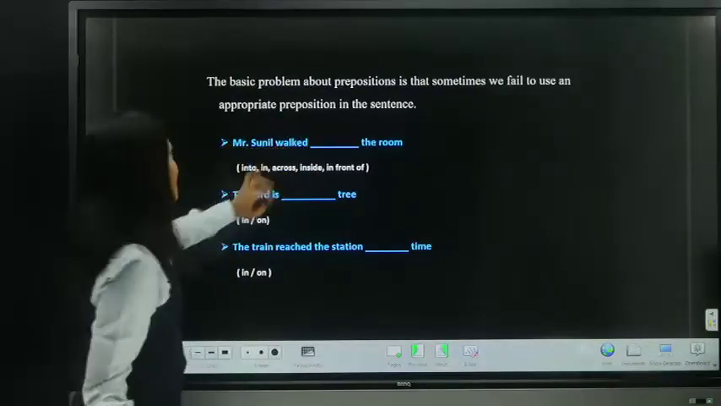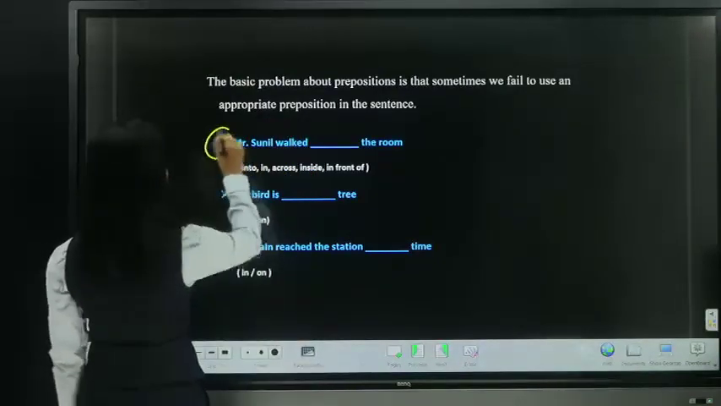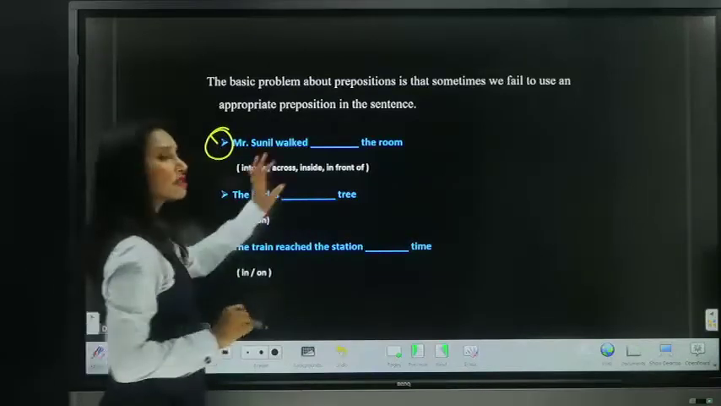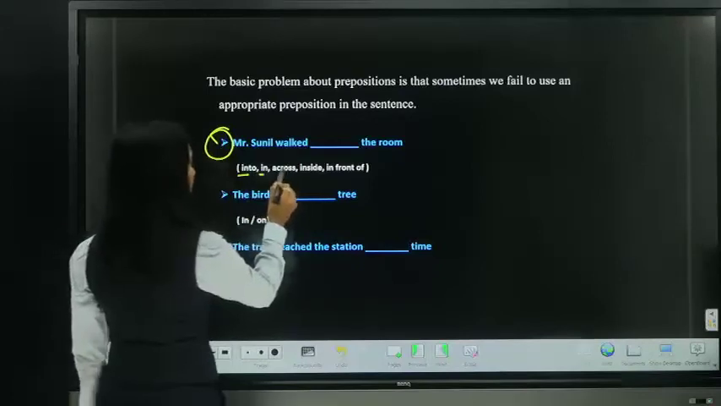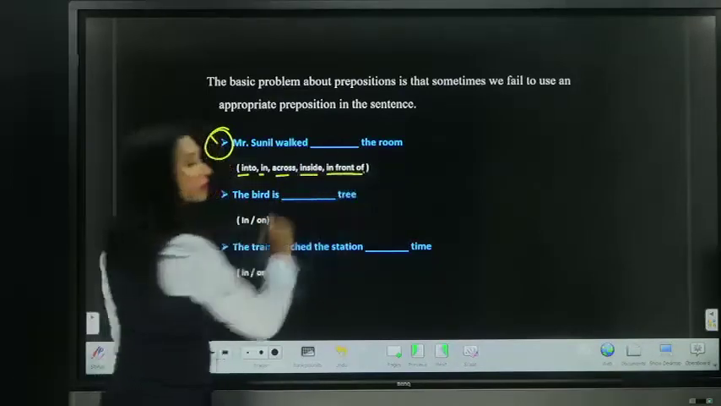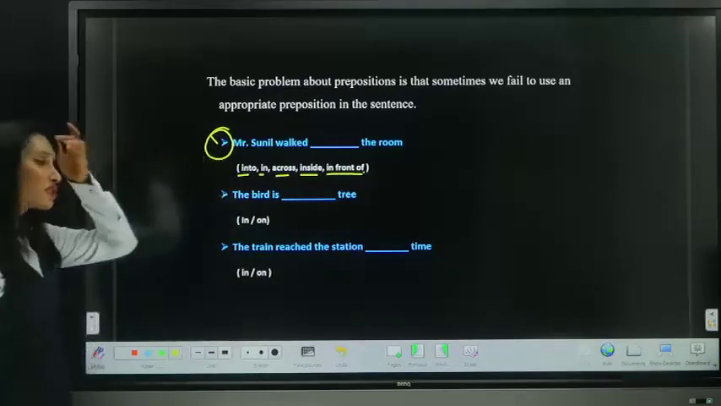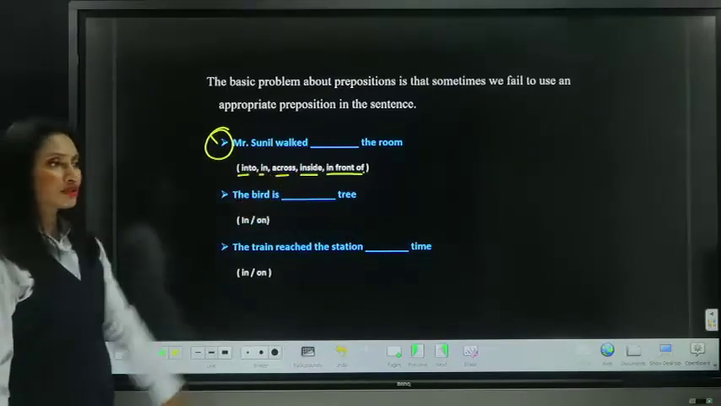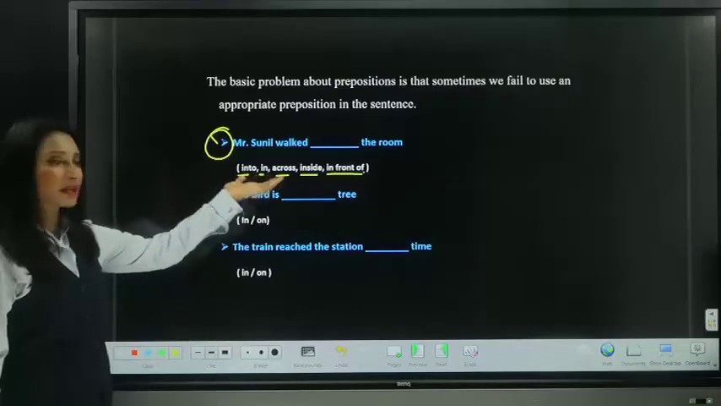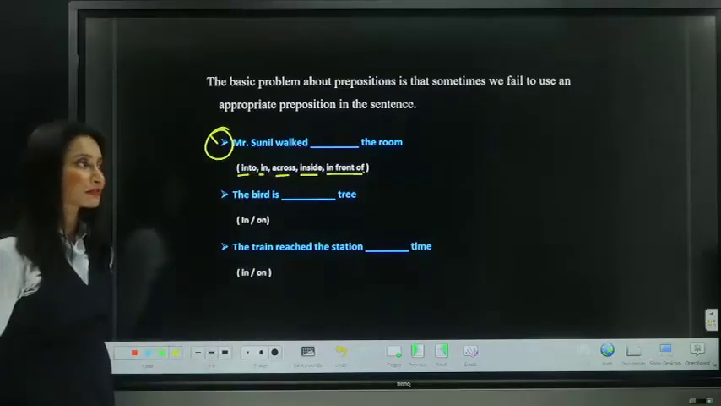Fill this first sentence. Answer the first question. Mr. Sunil walked dash the room. Here I have given you options: into, in, across, inside, in front of. Quick. Try to answer this question. Mr. Sunil walked dash the room. Choose your answers from the given options. Quick, guys.